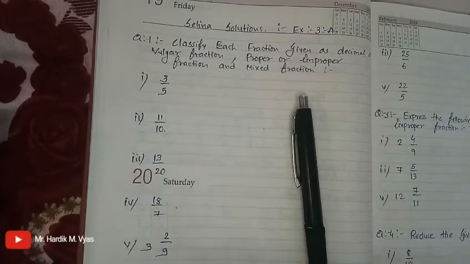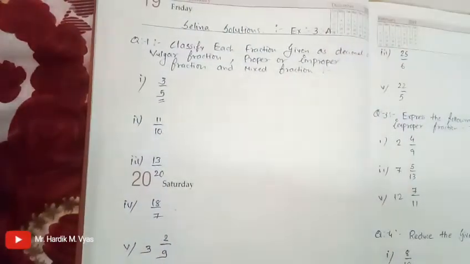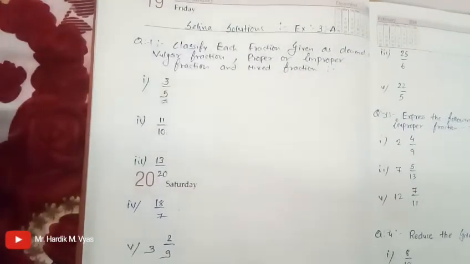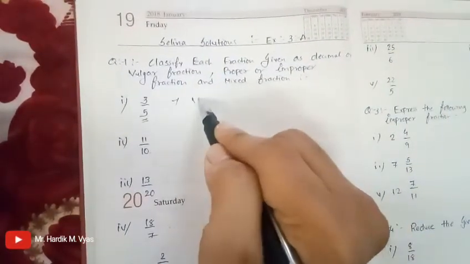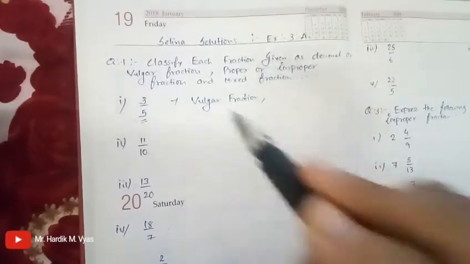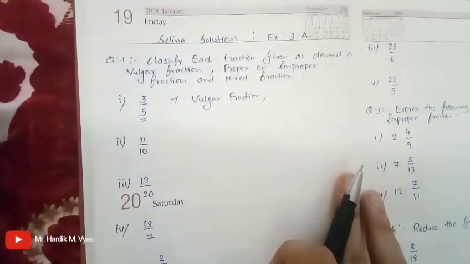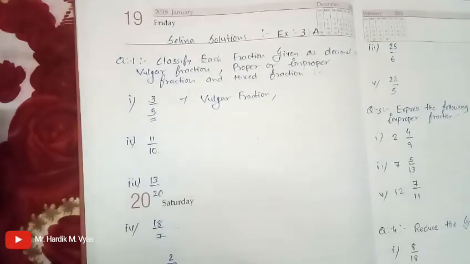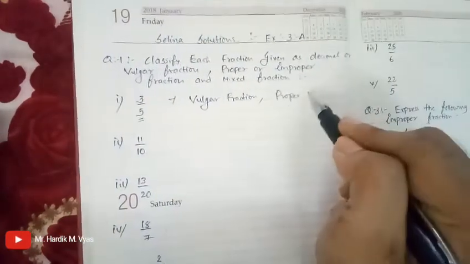See the first question, that is 3 upon 5. Here we can see that the denominator is not a multiple of 10. So that means this is a vulgar fraction. And here we will also see that the denominator is greater than the numerator. If the denominator is greater than the numerator, then it is called a proper fraction.